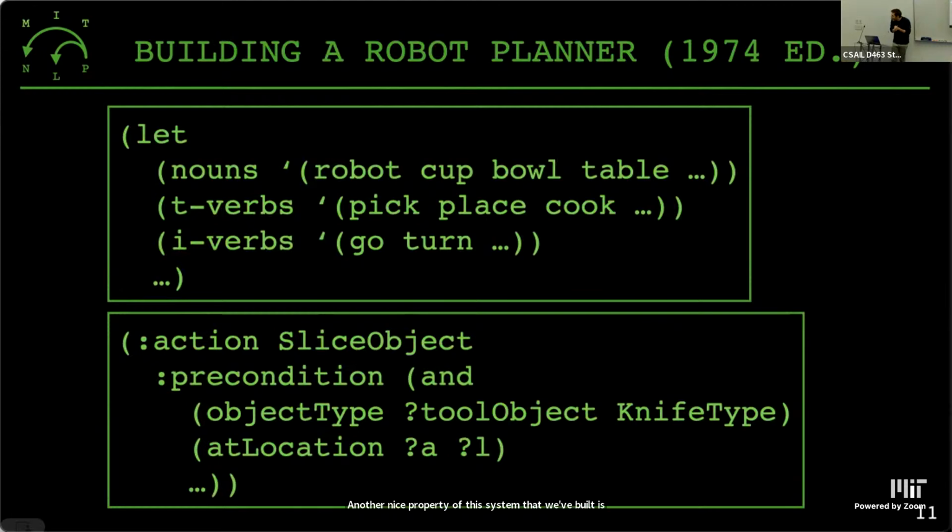Another nice property of this system that we've built is that we understand quite well how it works. It's code. It's probably not that much code. A human being wrote it all down, and we can use it to prove things like the robot is never going to leave the refrigerator open, or if the environment contains a stove and a refrigerator and a knife, then we can guarantee that it's possible to satisfy every goal that the user wants to accomplish, things like that.